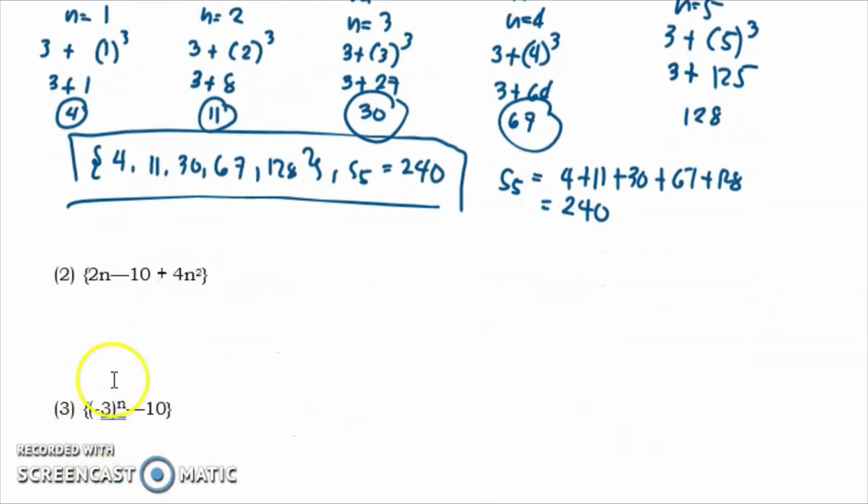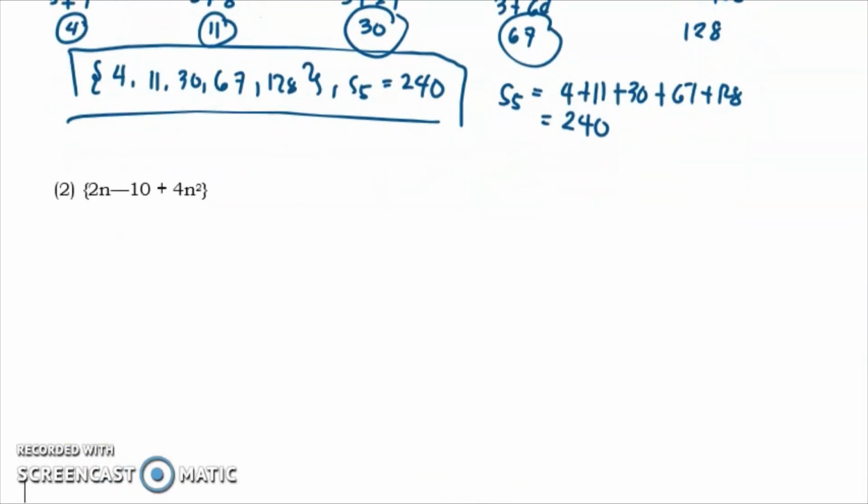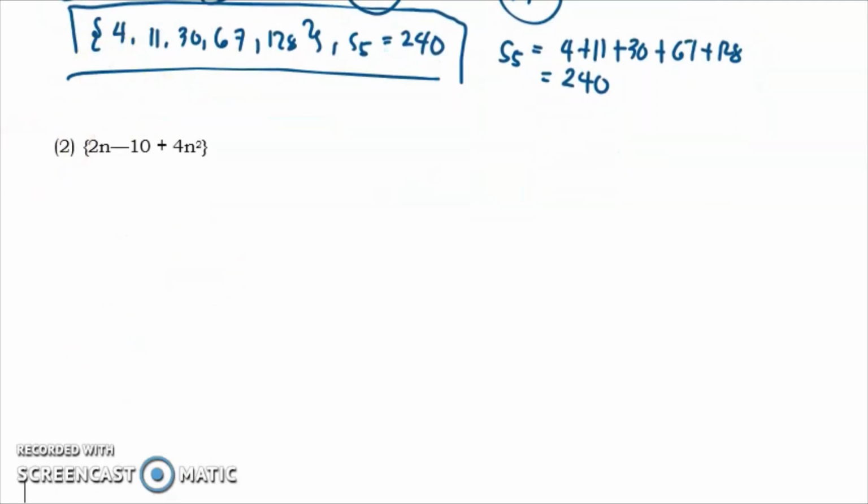Okay, let's go to number 2. Medyo mahaba ito. Okay, so still ganun pa rin. Ang n natin ay 1, 2, 3, 4, 5. Okay, so n equals 1. So 2 times 1 minus 10 plus 4 times 1 squared.